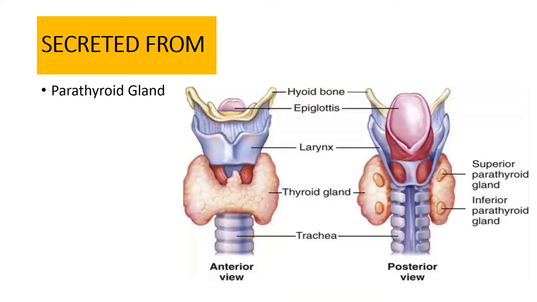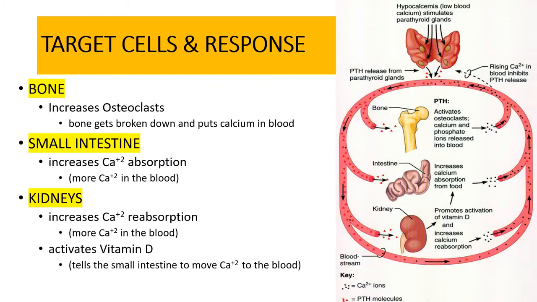Where is parathyroid hormone secreted from? It's secreted from the parathyroid gland, which sits behind the thyroid gland. These little nodules right here are on the posterior side of the thyroid gland, and you have 4 of them. So there are 4 nodules. You're looking at the posterior view of the thyroid gland, so they're sitting in the back of that.